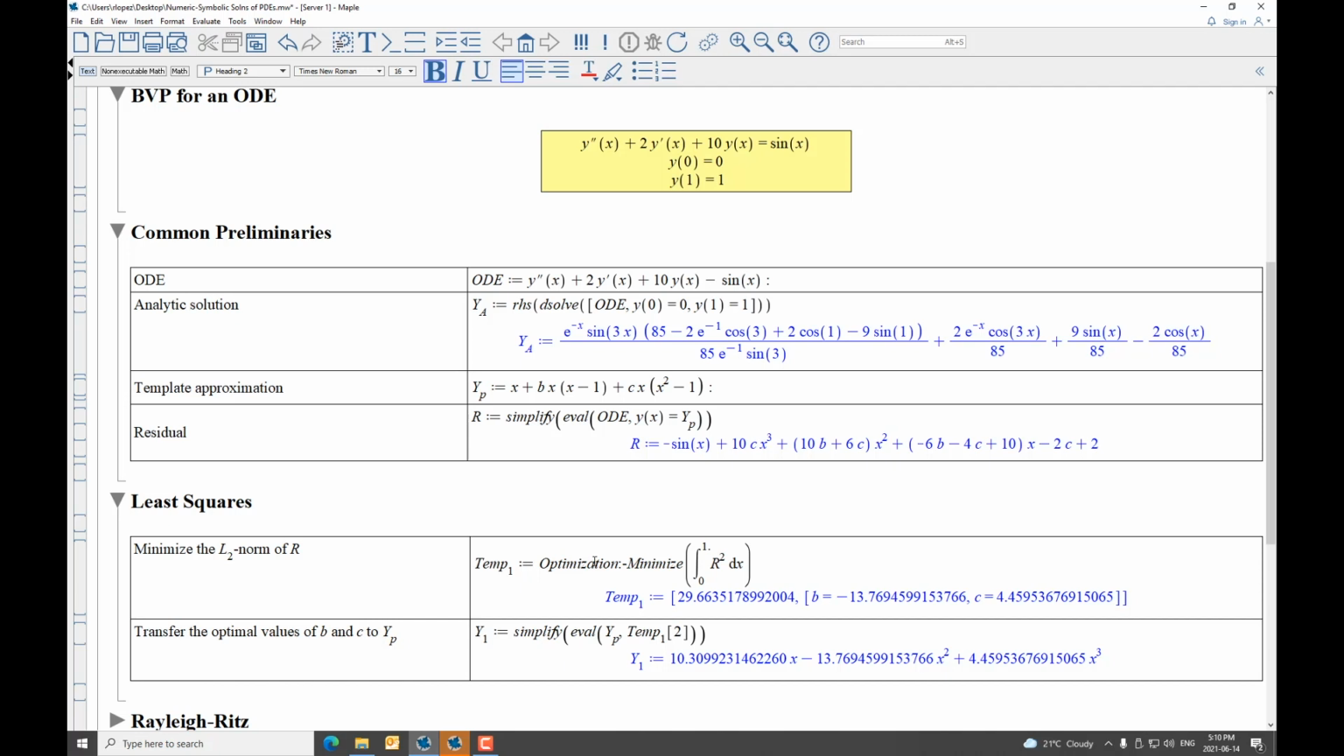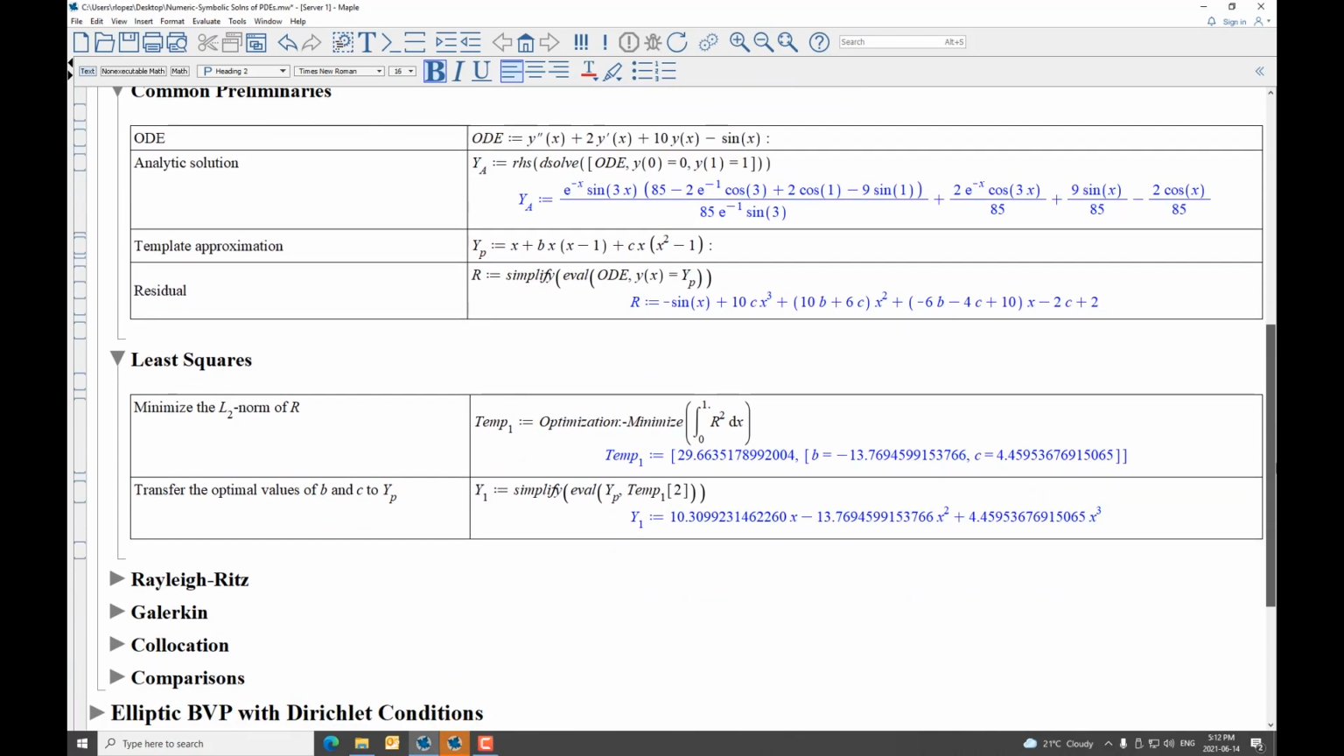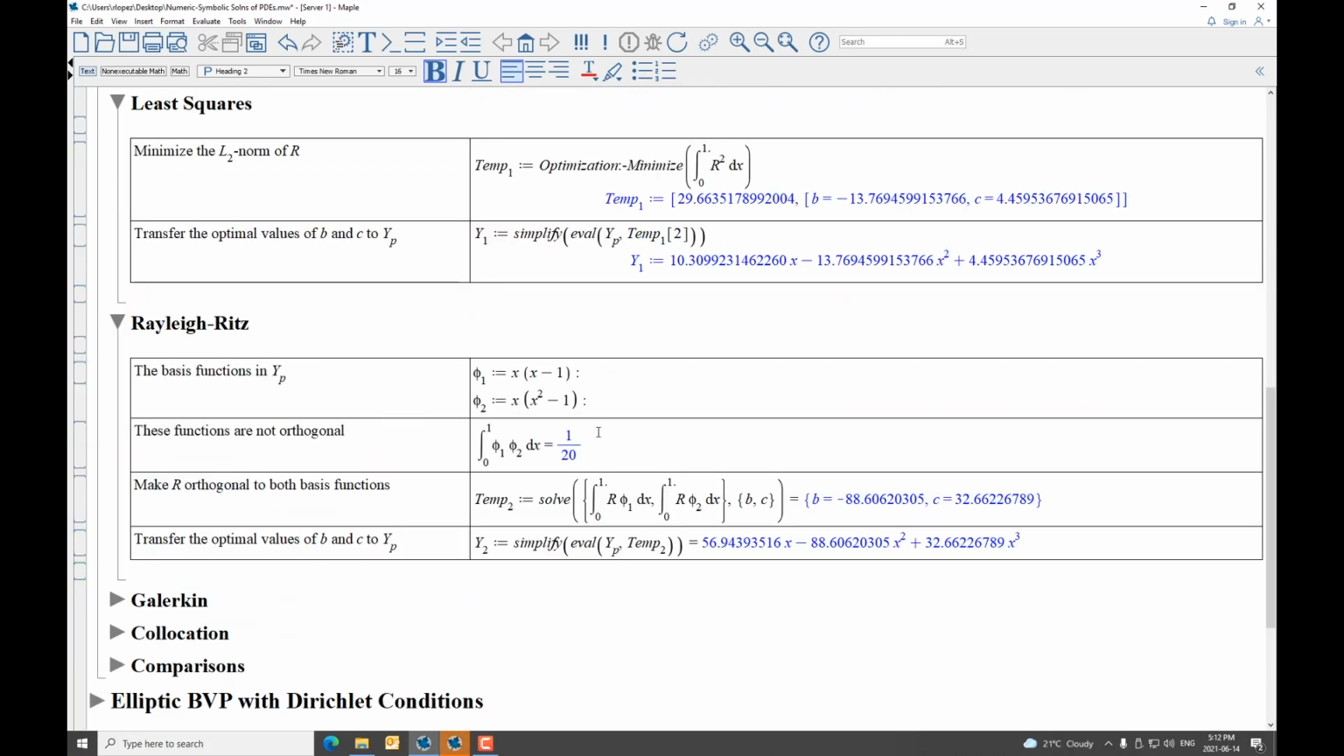Here's a numeric minimization. This is as small as you can get that to be, with b and c chosen as these two numbers. That gives you a solution y1, because we got a value of b and c, that looks like this. When we're done with looking at the other methods, we'll make a comparison. My understanding of the Rayleigh-Ritz approach is to make the residual orthogonal to each of the basis functions.